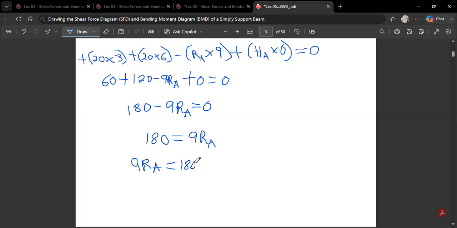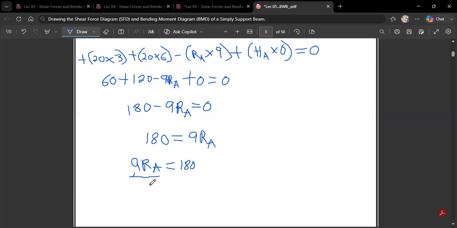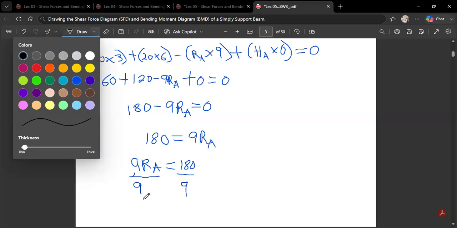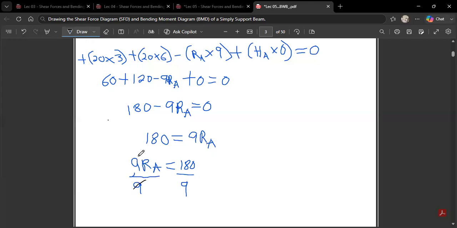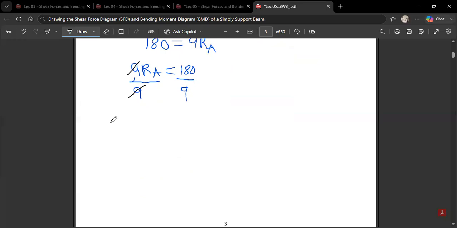Because if A is equal to B, then also B is equal to what? A. You see? So let's divide both sides by 9. We also divide here by 9. And finally, what are we going to get? You realize that 9 is going to cancel this 9, and then 180 divided by 9 is how many times? 20 times. So you can say that therefore our RA, our reaction at A, is equal to what? 20 kilonewton.